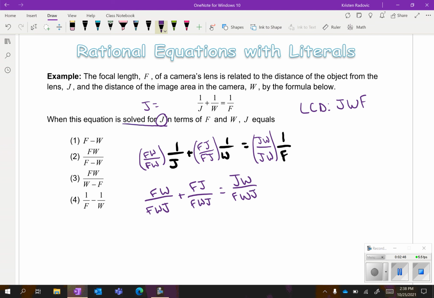FWJ. And now that you have the same denominator, we can cross it out because we got the denominators equal. Now all we care about is getting the numerators equal. And we're going to be left with a new equation, FW plus FJ equals JW. Now we do want to get J by itself, so you're going to bring all the terms with J to one side.